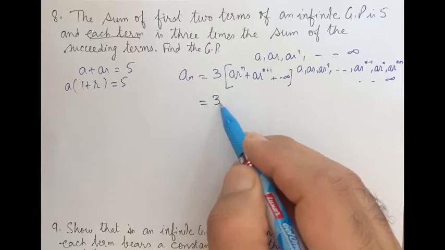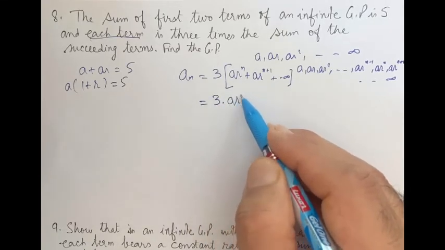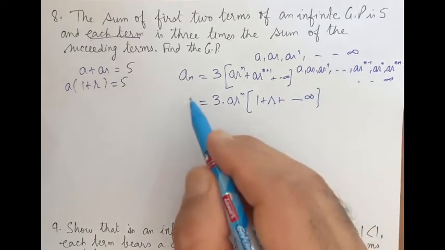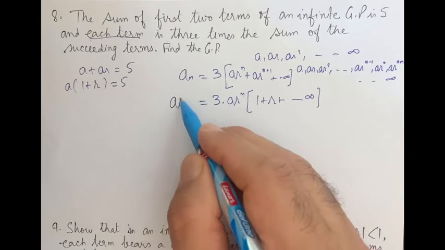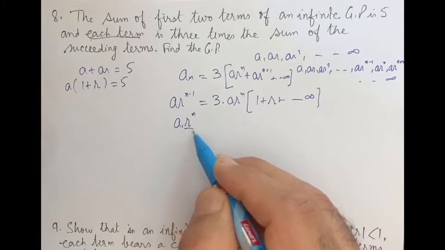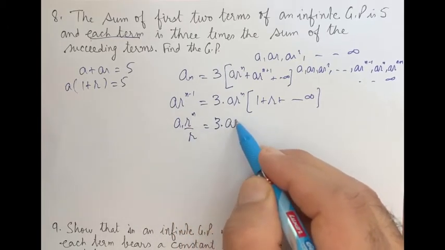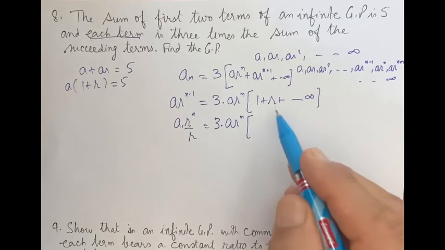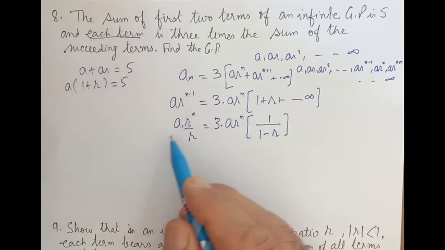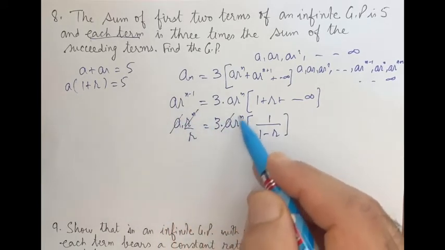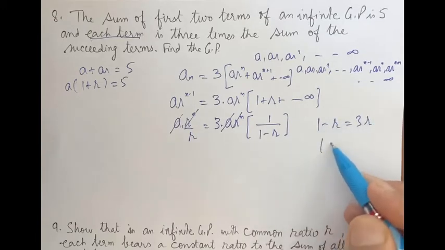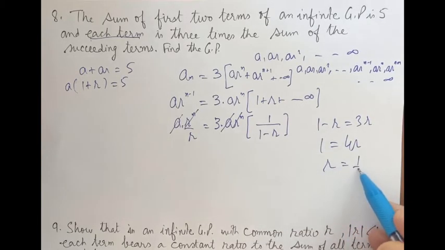So here we take 3 is already outside. A into R to the power n common. It's 1 plus R and so on up to infinity. Nth term is A into R to the power n minus 1. This can be written A into R to the power n upon R. This is 3 into A into R to the power n. This is infinite GP. 1 upon 1 minus common ratio. We can cancel out A and R to the power n, and we cross multiply. 1 minus R is 3R, or this is 4R, or R is equal to 1 by 4.